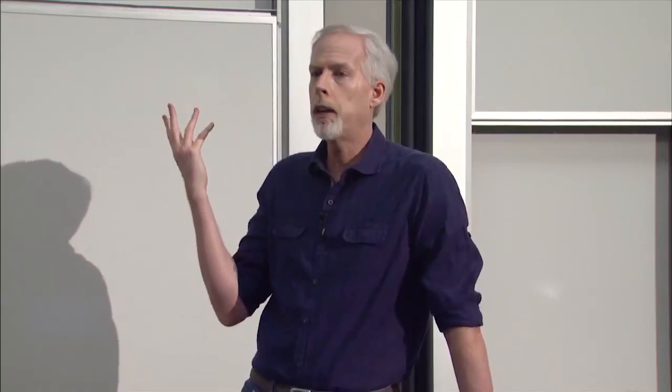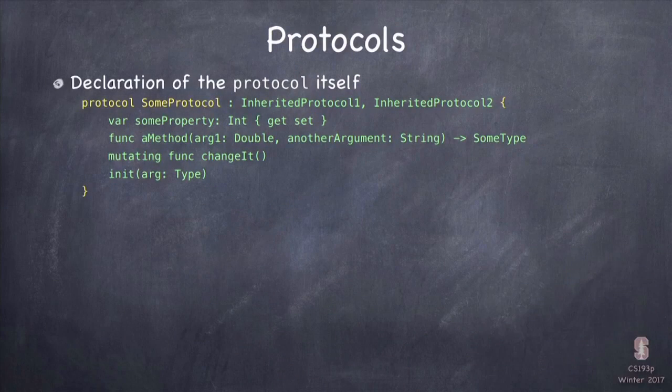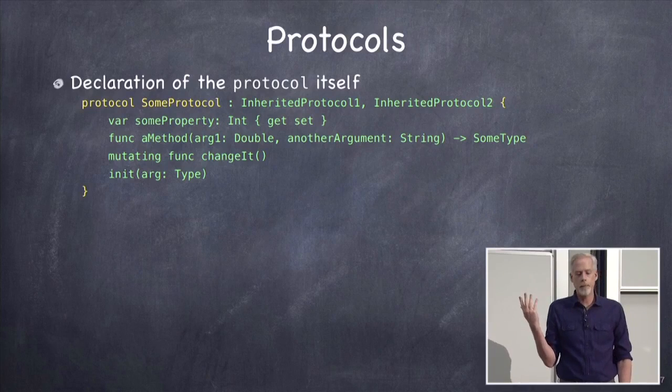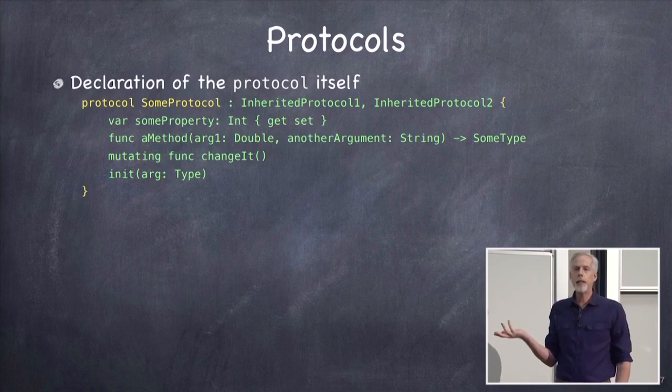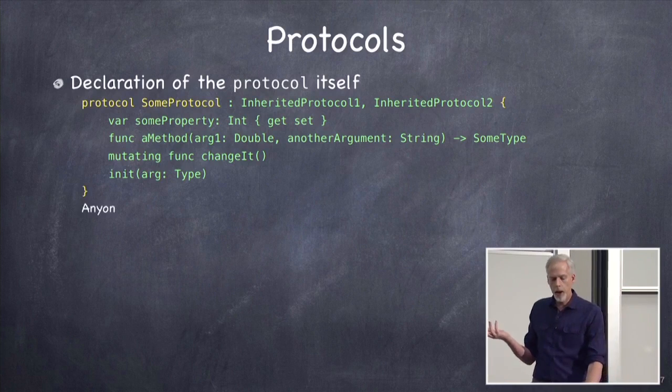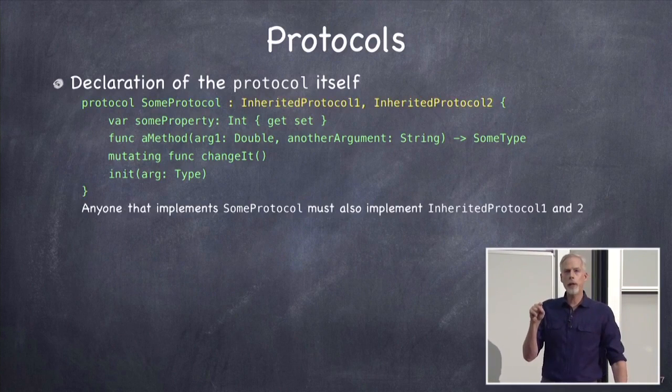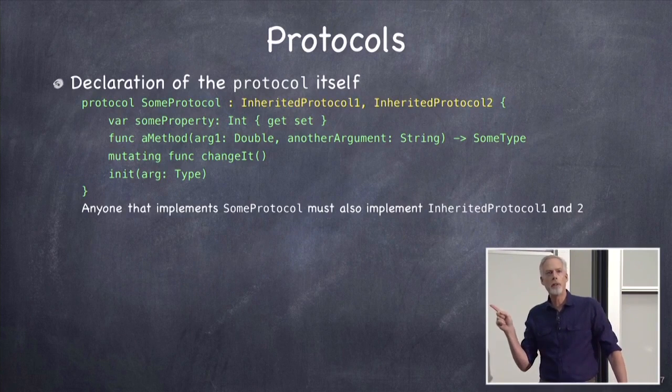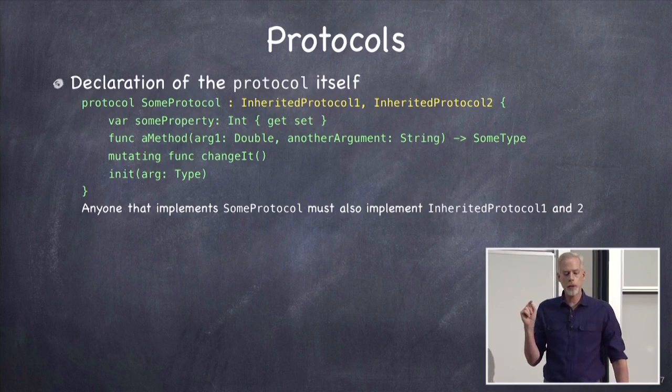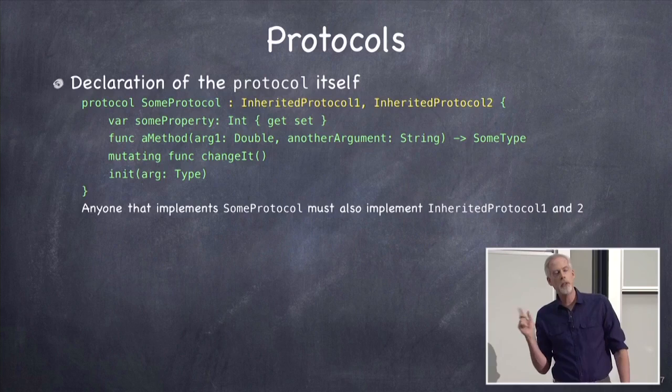So let's take a look at what a protocol looks like to declare. So here's the declaration of a protocol called SomeProtocol. And you can see it looks just like declaring a class, a struct, or an enum, right? You've got the keyword, which is protocol instead of class, struct, or enum, and then you've got the name. Now, after that, though, there's a colon and other protocols. These protocols are called inherited protocols. SomeProtocol inherits these two protocols.